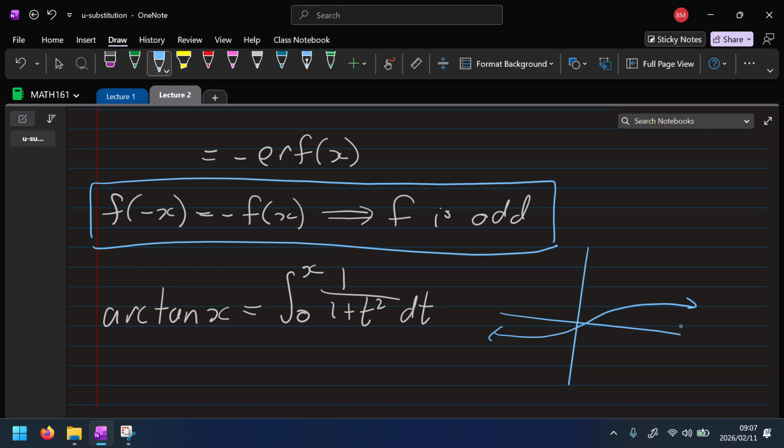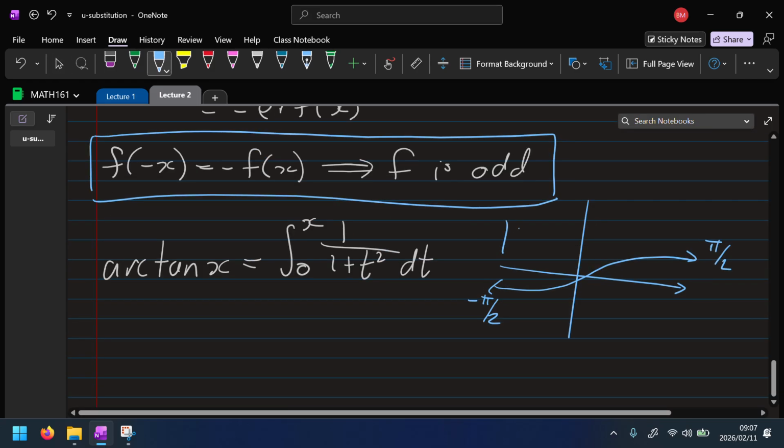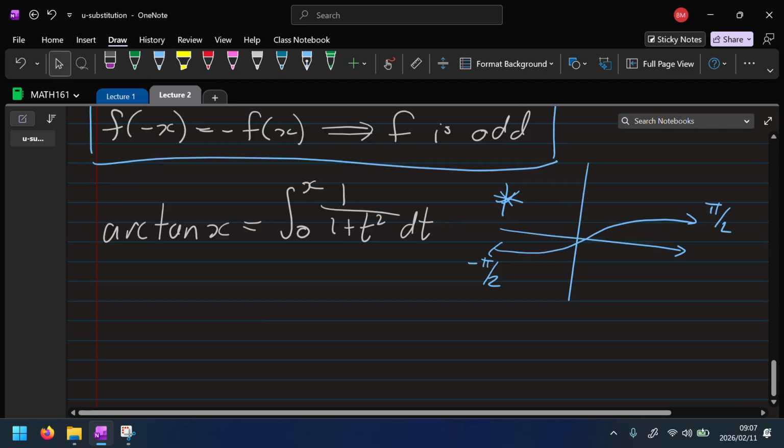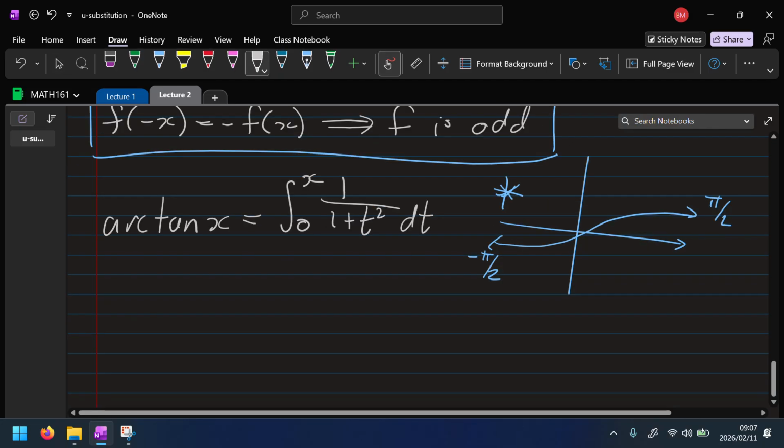So when this x goes to infinity, then this goes to pi over 2, and the other way it goes to minus pi over 2. Right, because tan of pi over 2 goes to infinity, so arctan going to infinity is pi over 2. It's the inverse functions. Okay, so remember this. You'll need that there. Okay, so we've got this integral definition. Prove the identity.